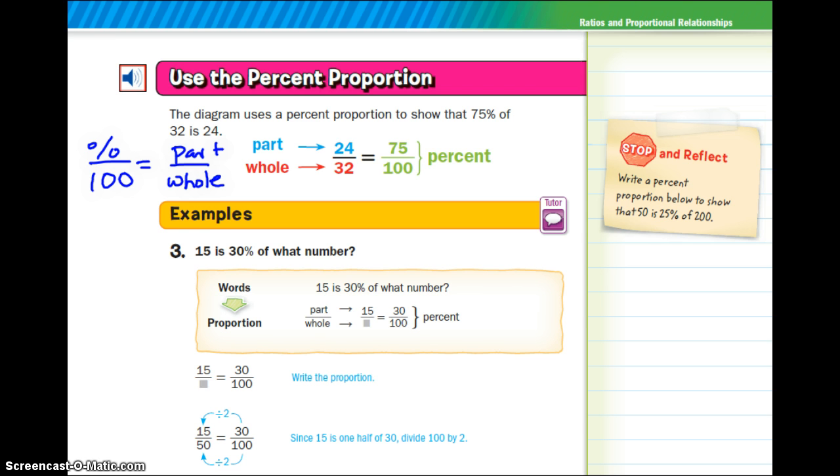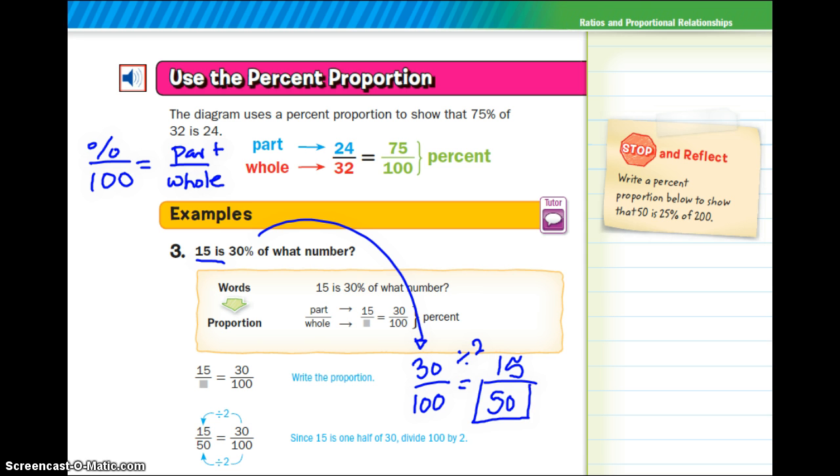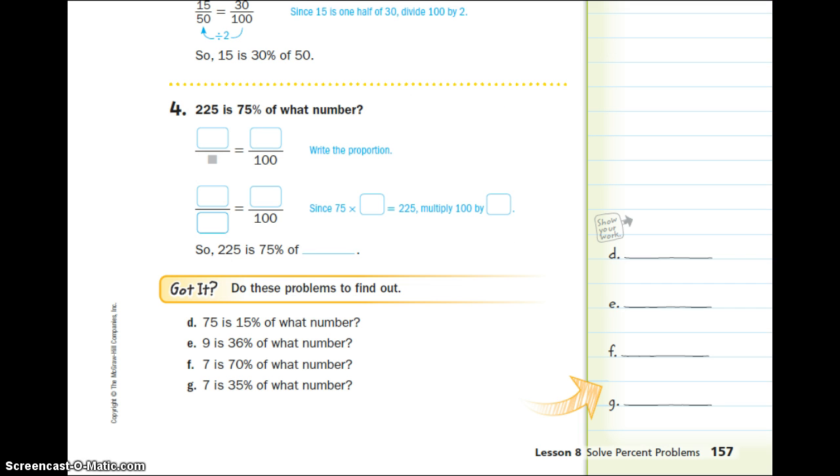Why? Because again, it's the whole thing. So number 3, we have 30% of what number? And again, I'm going to put my 100 over on the left because I like that. 30 goes over the 100 because that's my percent, and 15 is on the top. So if I divide by 2, that gives me 50. The answer to this particular problem is 50. All right, let's keep going.